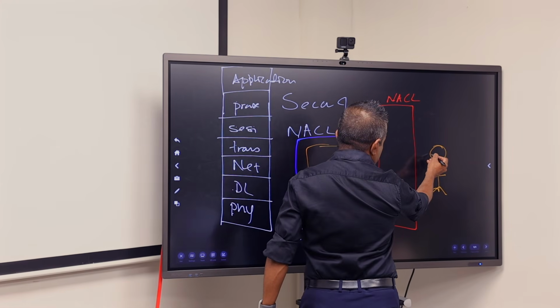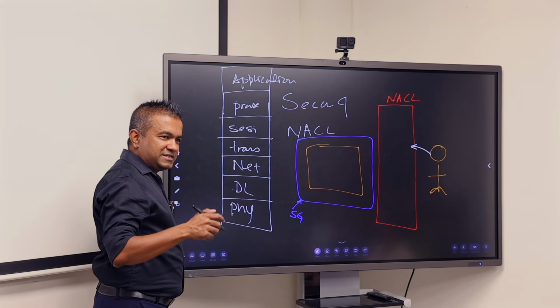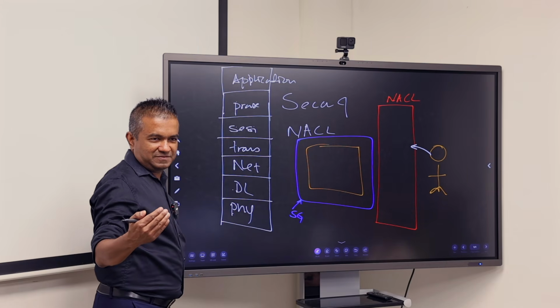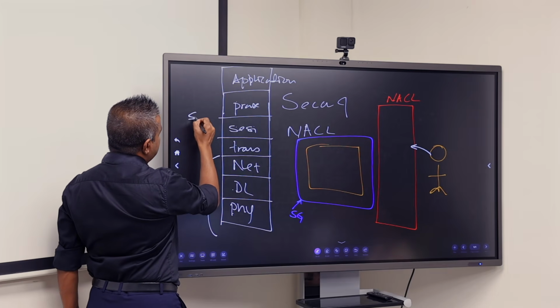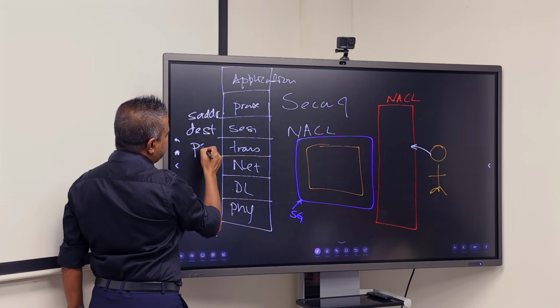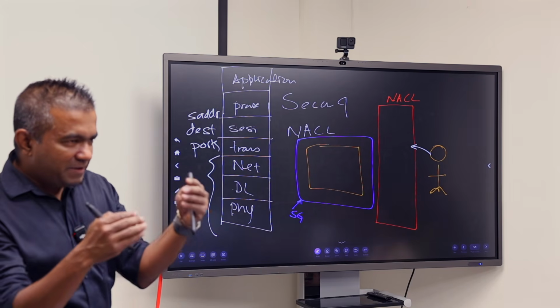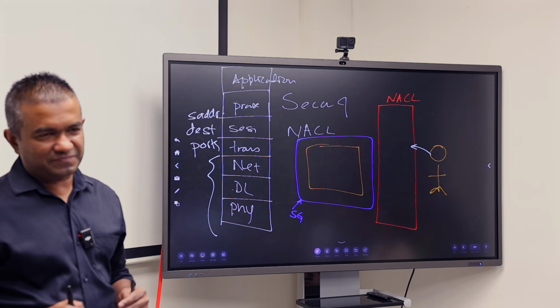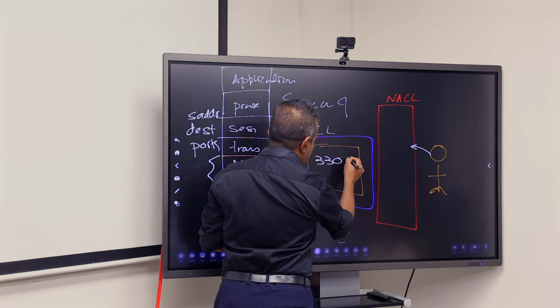When the person comes and hits the NACL, it goes through the inbound rules. But the NACL doesn't see the session. NACL sees the source address, destination address, and the ports. That's it. NACL makes its decision based on this. Let's say the guy inside is listening on port 3306.